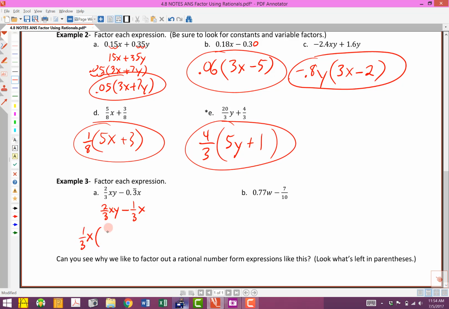If I took out the 3 and the x, I'd be left with 2y. And if I took out the 3 and the x, I'd be left with, don't forget this, a -1. And then we can circle that.